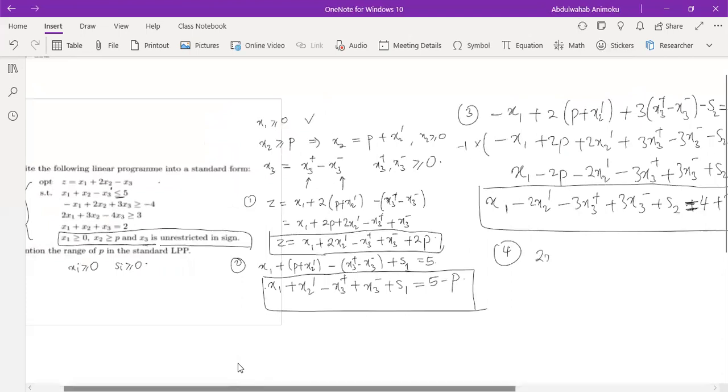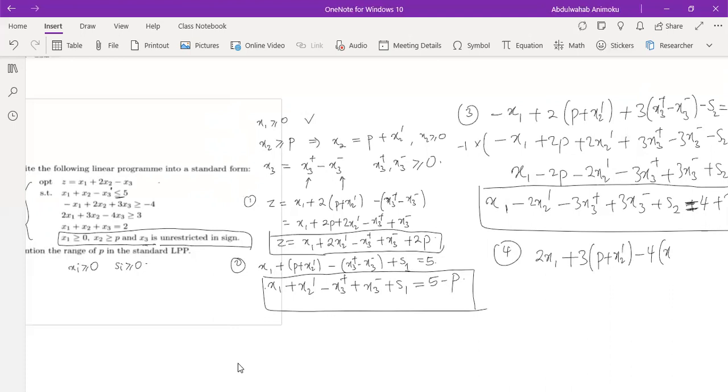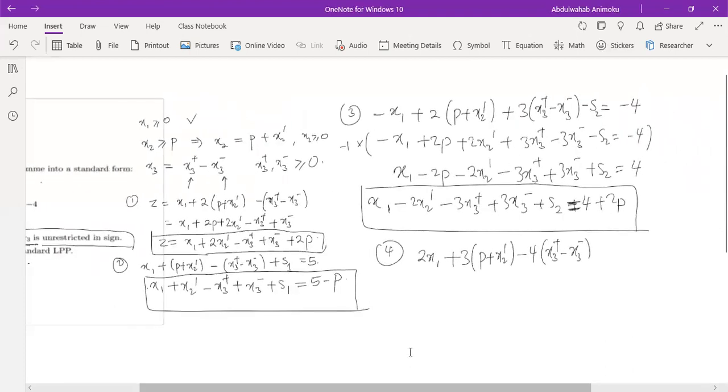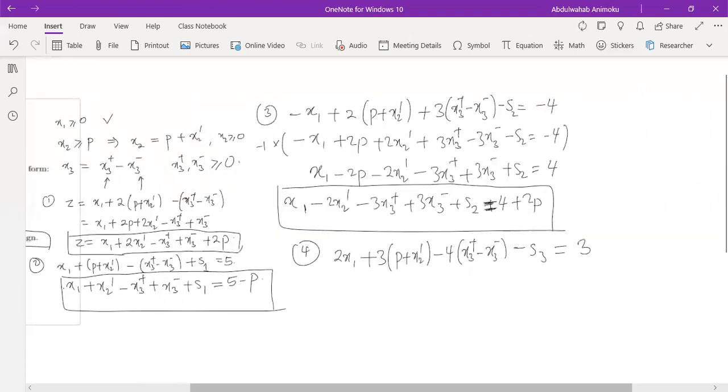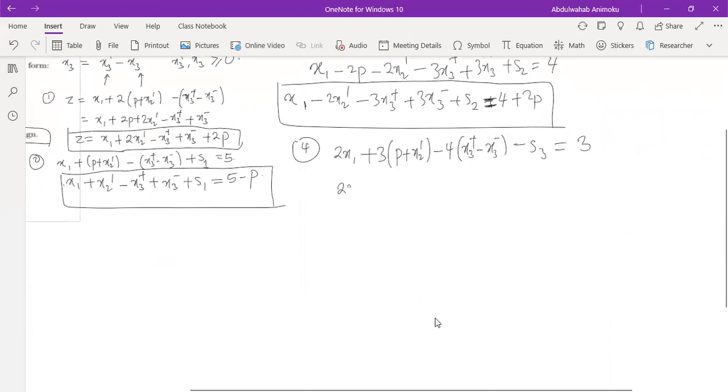2x1 plus 3x2. So this is p plus x2 prime minus 4x3, which is greater than or equal to 3 again. We have minus s3 equal to 3, right? So this is what we have, okay? So now we need to simplify this again. So let's expand.